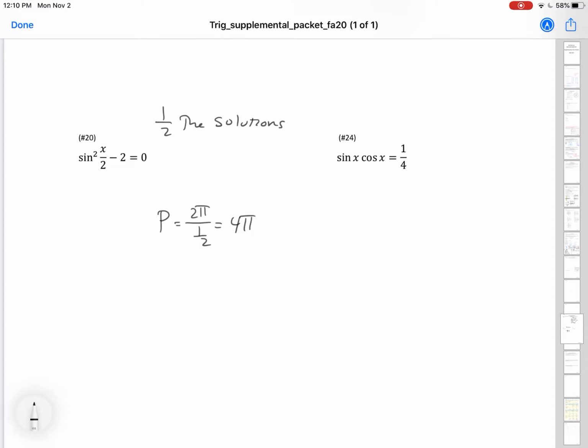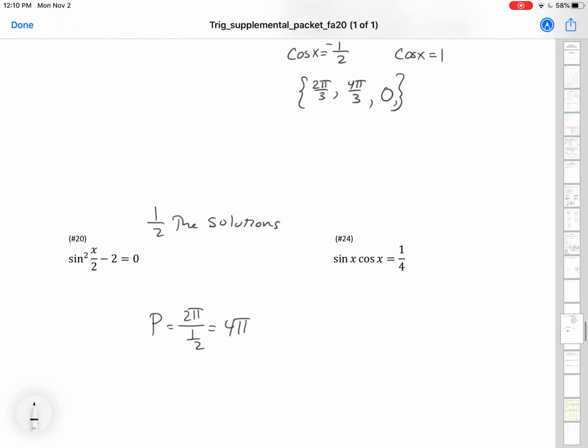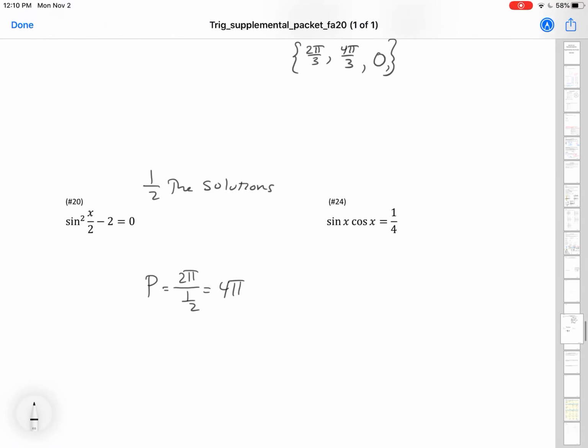So if we go and compare, the 4 told us we were going to get 4 times the amount of solutions. The 2, the 1/2 I should say, is telling us we're going to get half the solutions.